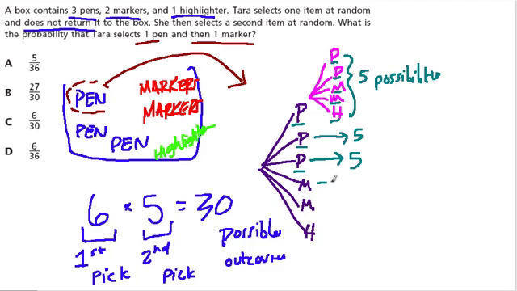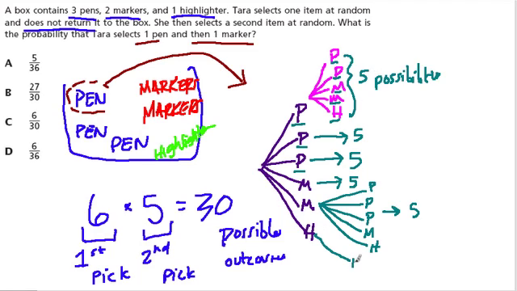For the marker, there will be another 5 possibilities. However, there won't be 2 markers available. What will be available for both of these markers will be 3 pens, because we haven't taken a pen. We're assuming we haven't. There's 1 marker left, because we already took 1 of them. And we still have the highlighter. So these are our 5 possibilities as well. So we have 5, 10, 15, 20, 25. And for the highlighter, there will be 5 possibilities. The 3 pens, the 2 markers, and no highlighter, right? Because we took that highlighter in that case. So these are all the possible things that can happen, and that's 30.